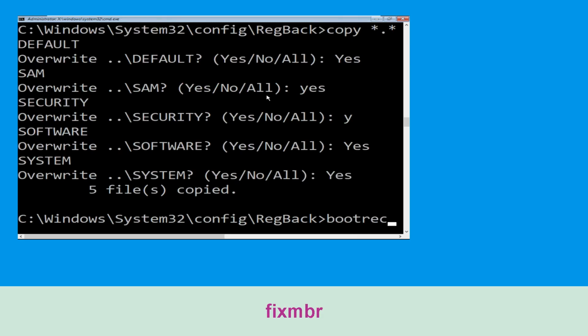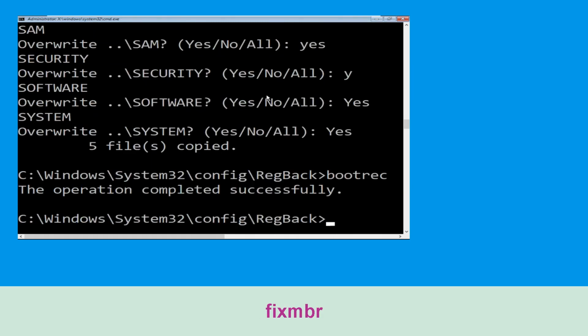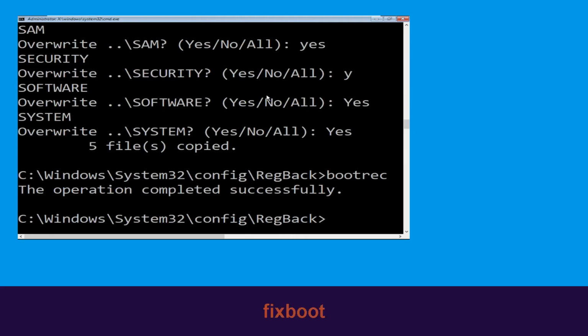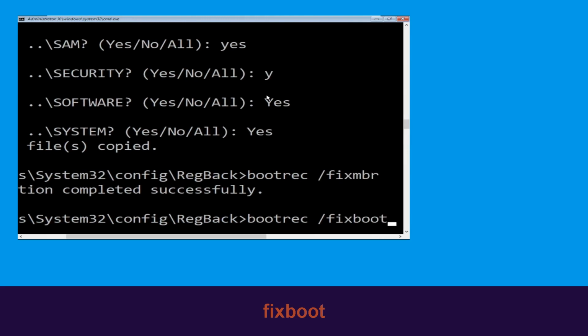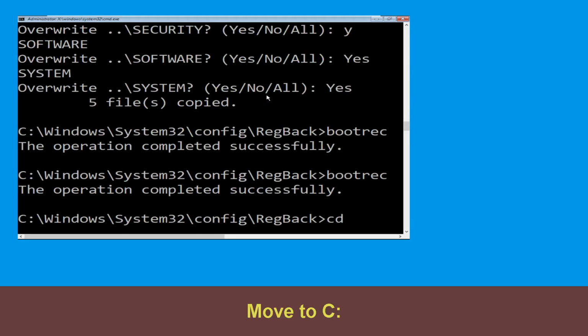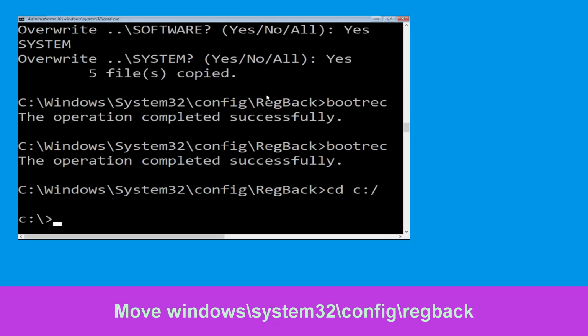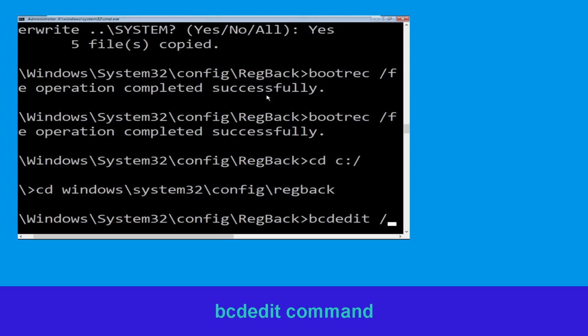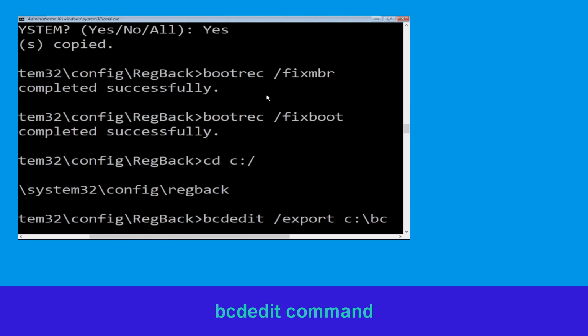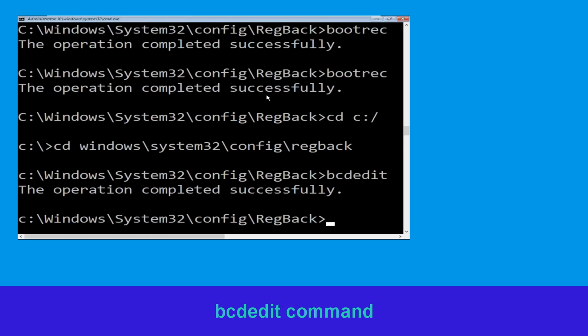Now type bootrec space /fixmbr and simply hit enter. Type bootrec space /fixboot and hit enter. Type cd space C:/ and hit enter. Now type this command cd space Windows /System32 /config /regback and simply hit enter to execute the command. Type bcdedit space /export space C:/bcdbackup and simply hit enter to execute this command.